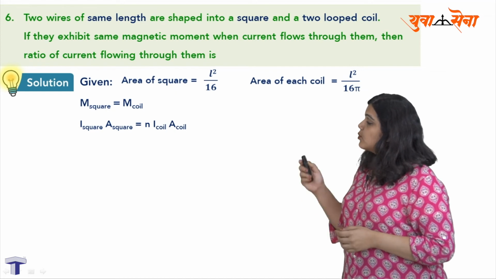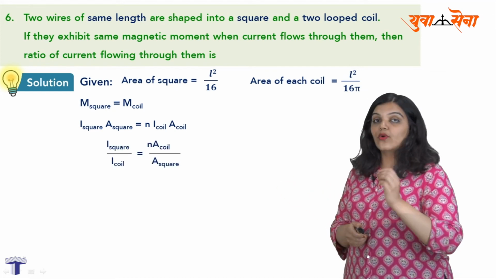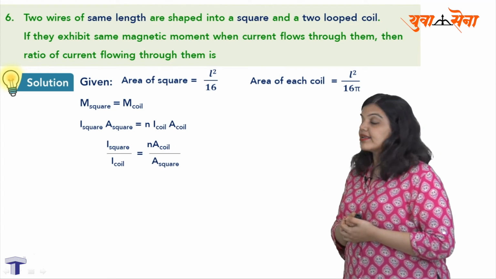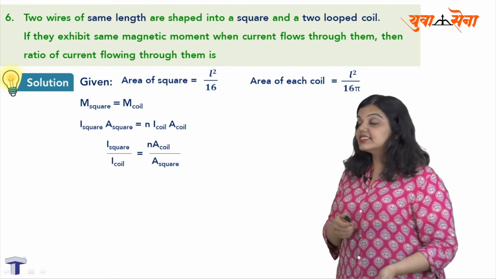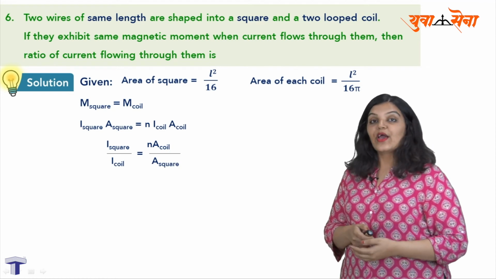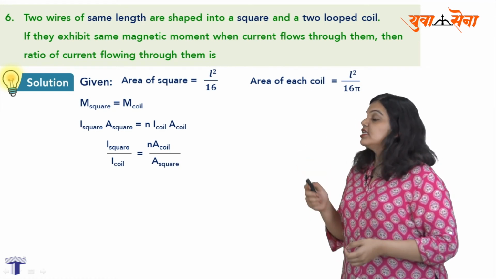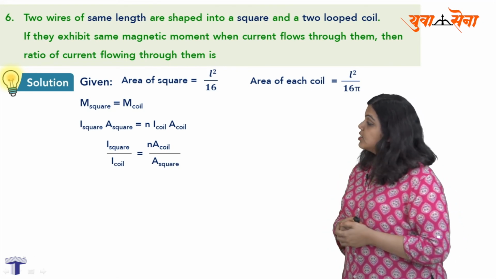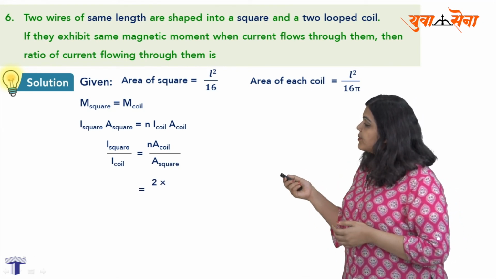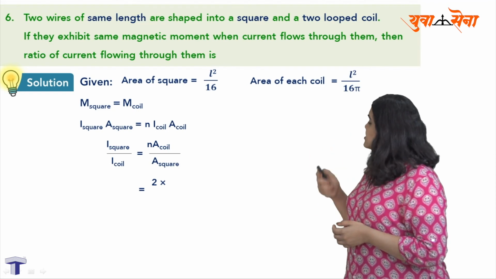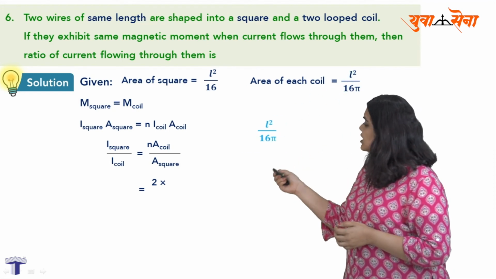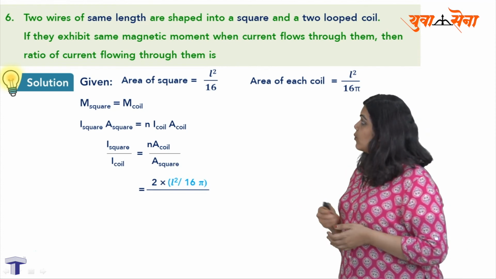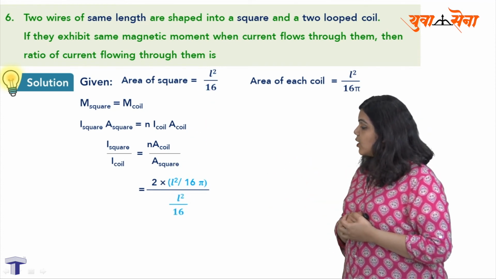Once I have this, I will rearrange and I get I square upon I coil is equal to N A coil upon A square. And now I will replace these A coil and A square by the quantities that I found. So now you know why I needed to find the areas of both the shapes. So once I have this, I'm going to replace the area of the coil with L square by 16 pi. So I'm going to bring it down here. And similarly, I'm going to replace the area of a square with L square by 16. I bring that down as well.